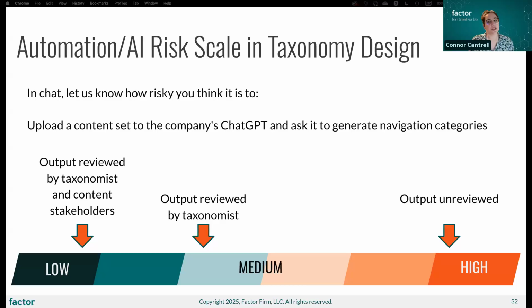So I think using it as a first draft to review allows a check on machine errors. As long as the taxonomist is reviewing it, you're really significantly decreasing the risk. And especially if you start bringing in content stakeholders in that validation phase, I think that reduces the risk even more. And that also speaks to encouraging the relationship between the taxonomy and content teams if they're indeed separate.